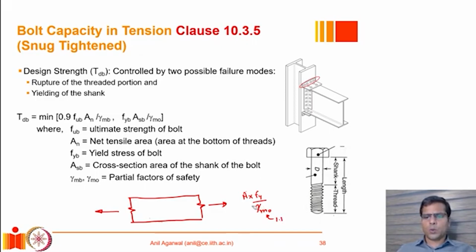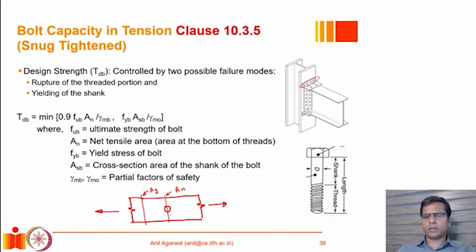However, when this plate had a non-uniform cross section, let's say there was a hole in the plate somewhere, then the cross section area here is different from the cross section area here. In such a case, the tensile strength of this plate was governed by whichever section had lower strength. So this cross section was called a gross cross section, and this cross section was called a net cross section.